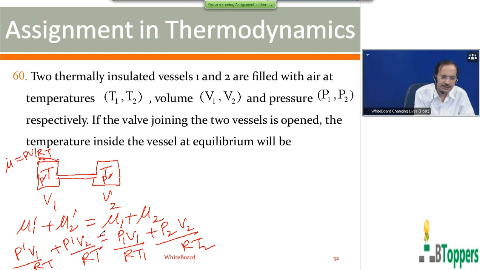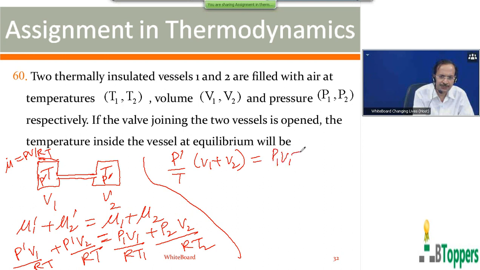So the volume of each vessel is a constant here. So 1 by R is a common factor, gets cancelled. So you get P dash by T, which you can take common on the left side, into V1 plus V2. On the right side you can write P1 V1 T2 plus P2 V2 T1 divided by T1 T2. This is called equation one.